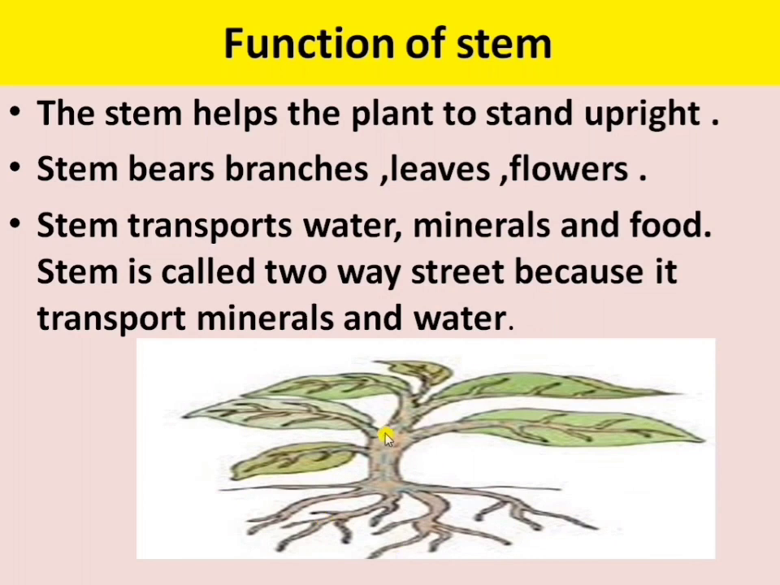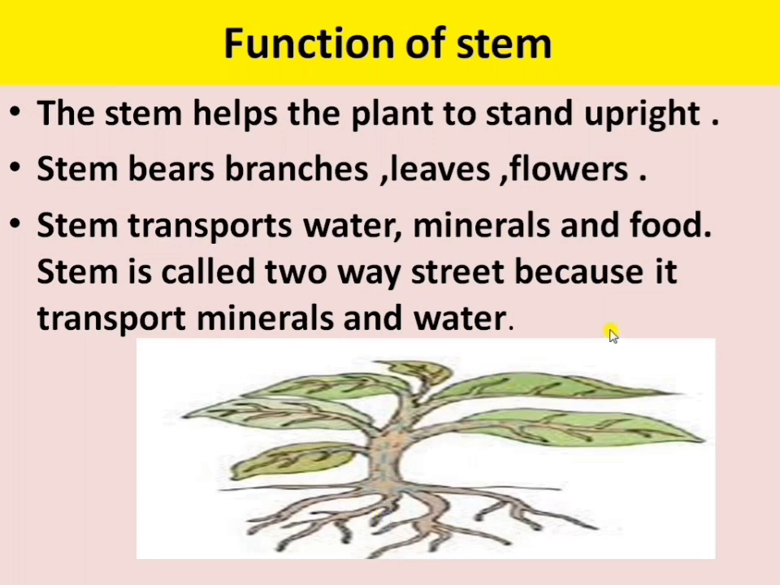As you can see in this picture, this is the stem. This stem is called a two-way street because it transports minerals and water from the roots to the upper part of the plant, and carries the food prepared by the leaves to the other parts of the plant through another tissue.